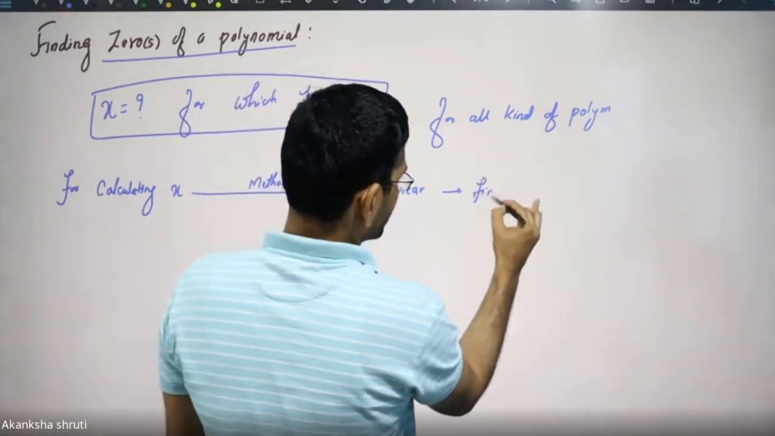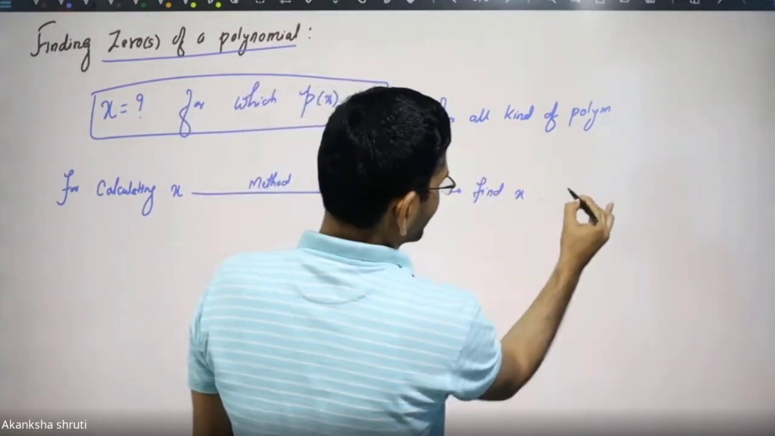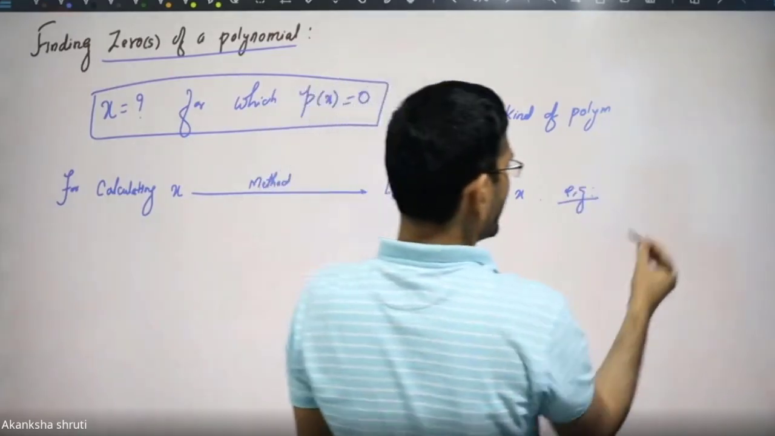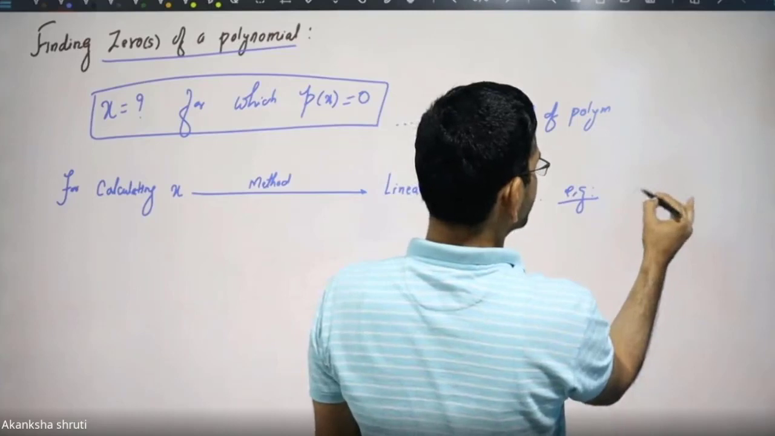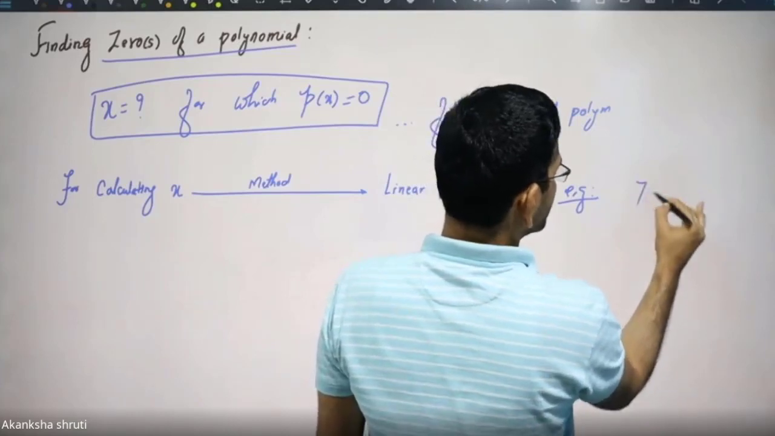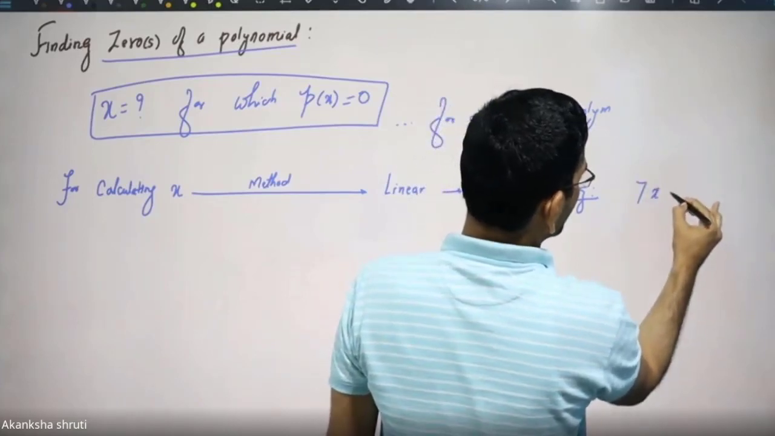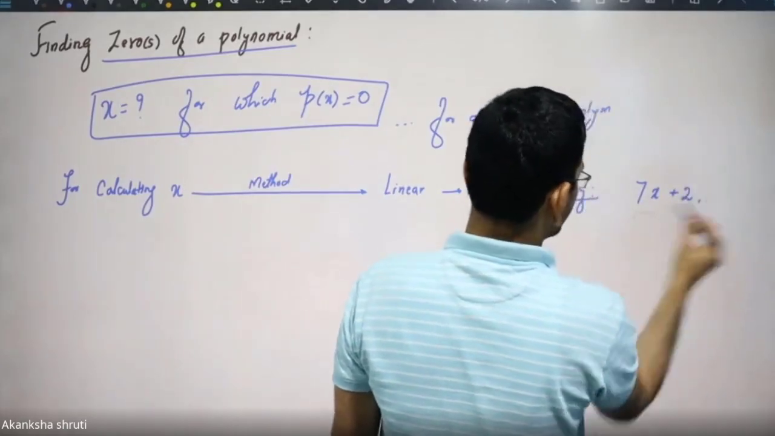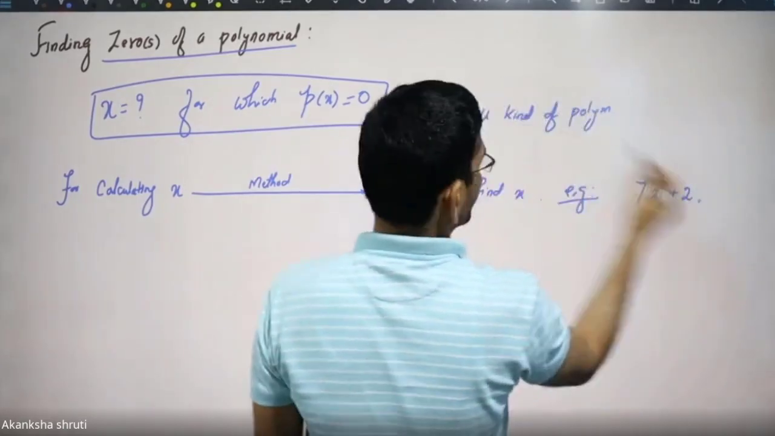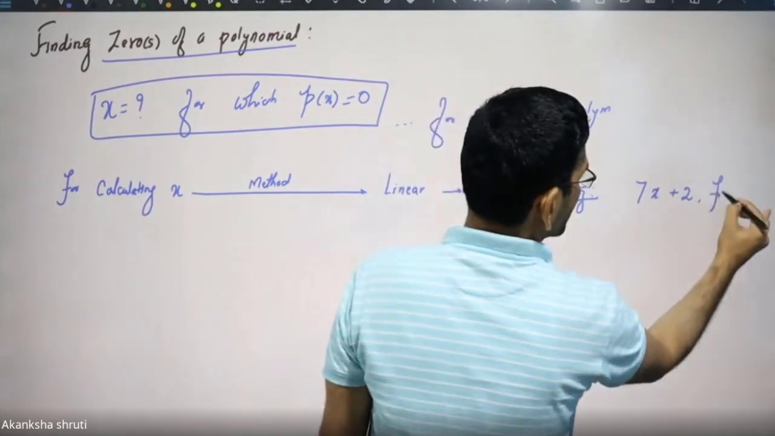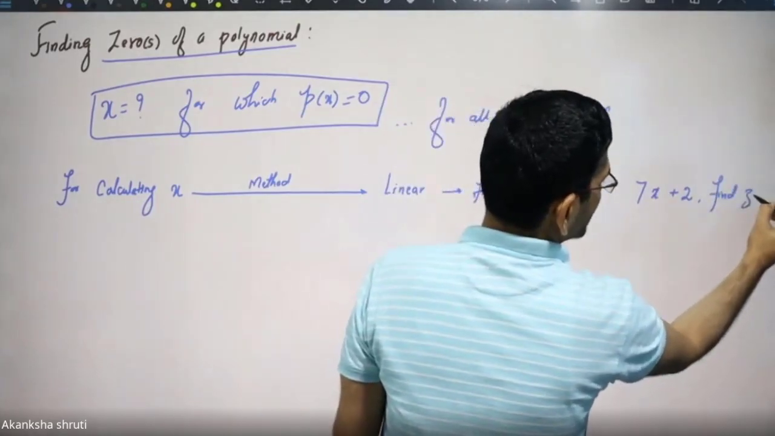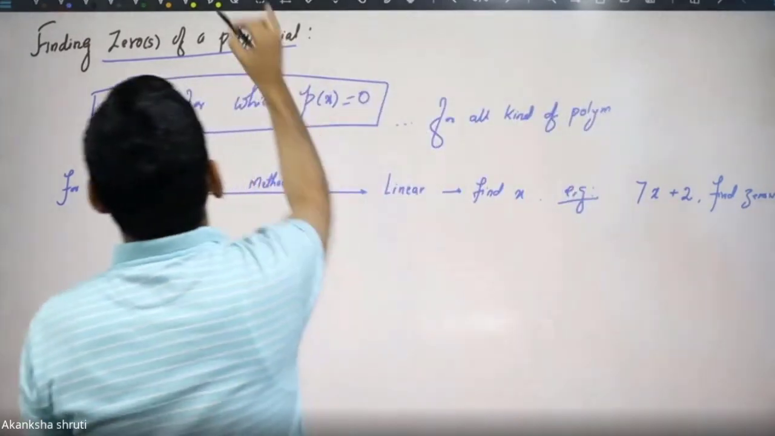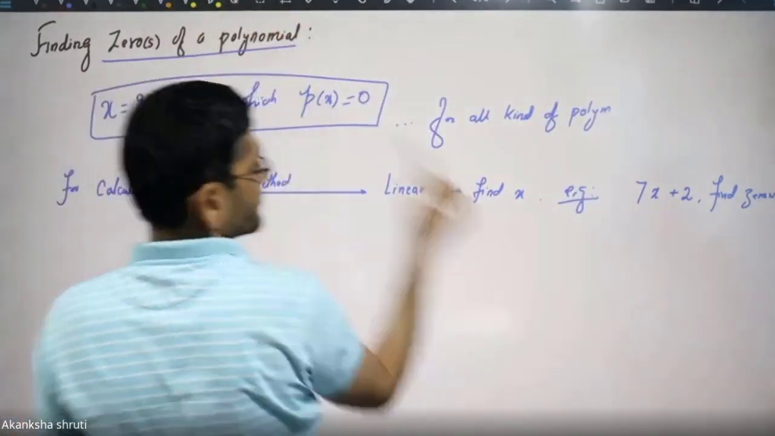So find x. Very easy. No explanation is required. Example, if the polynomial is given as 7x plus 2, find its zero. Find zeros of this polynomial. The question is like this one. Let me write it in the form of a question.